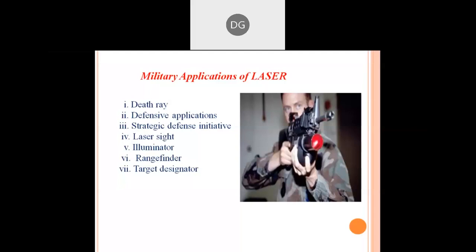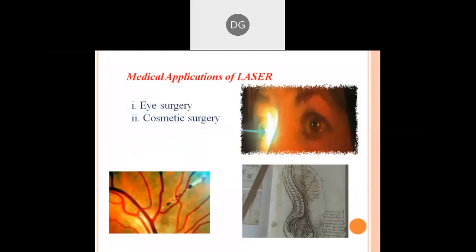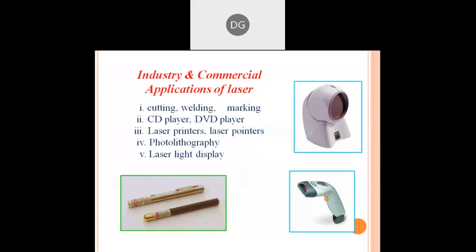Then military applications of lasers: generally these rays are called death rays, or we can use them for defensive applications: strategic defense initiative, laser sight illuminator, range finder, and target designator. This is called a death ray, generally used in military applications or on guns or missiles. Laser guided missiles are generally used today.